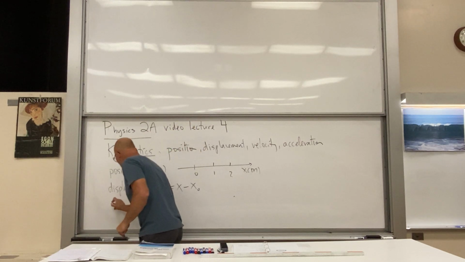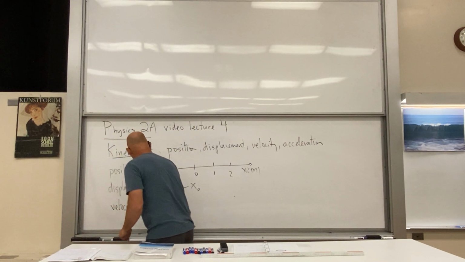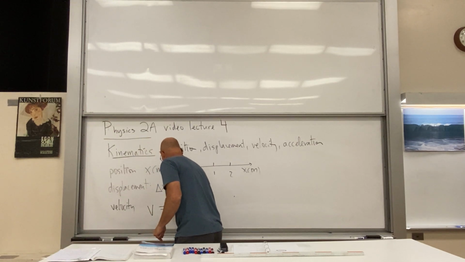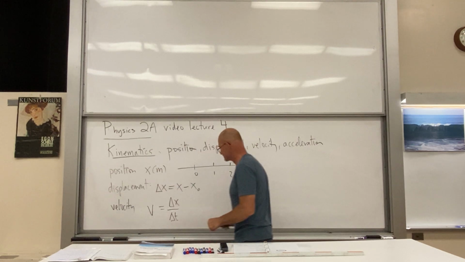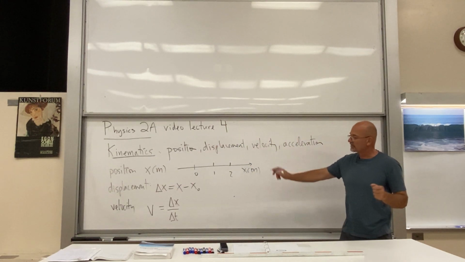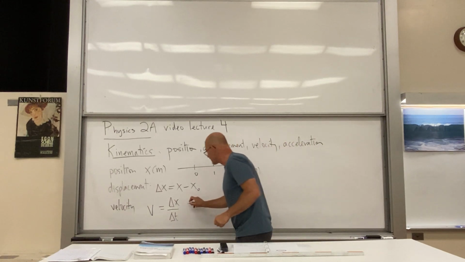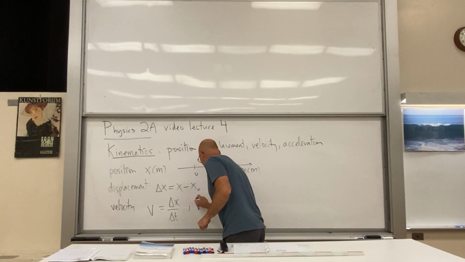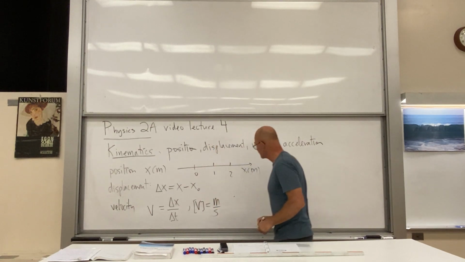Then we have velocity. Velocity v is delta x divided by delta t, putting the delta on both of those just for symmetry. The units of v, we do the square bracket, are length per time, or meters per second.